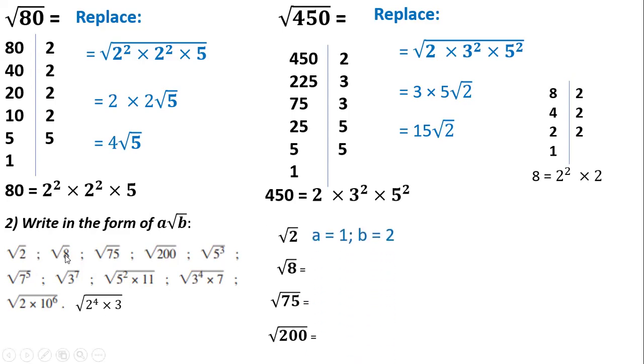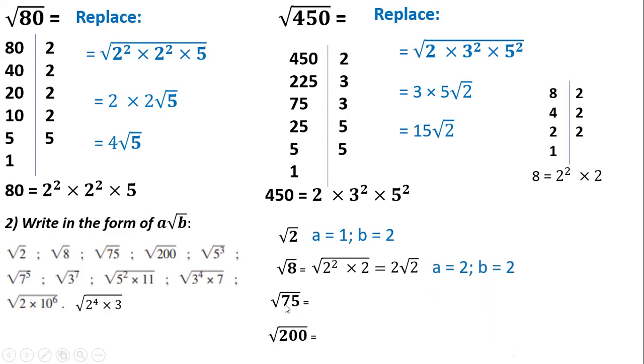Radical 8. 8 cannot be written as a perfect square. It's not prime, so I make the prime factorization of 8, and I replace the prime factors of 8 inside the radical. So 2 squared comes out as 2, so my answer is 2 radical 2. So I have written it in this way. What's A? It's 2. What's B, the radicand? It's 2. So A is equal to 2 and B is equal to 2.